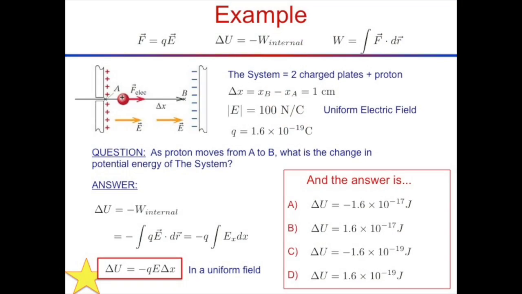I try to give you a star for the really important equations in the class. So change in potential energy is minus qE delta x in a uniform field. I just want you to calculate for me, given these inputs into the problem, the change in potential energy as this proton moves from point A to point B. Okay? So just calculate change in potential energy here.